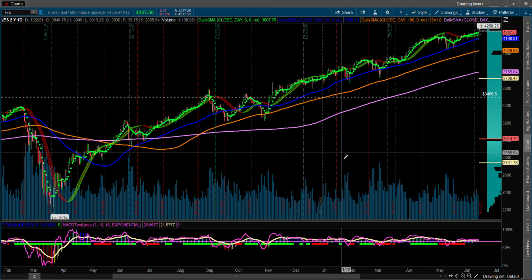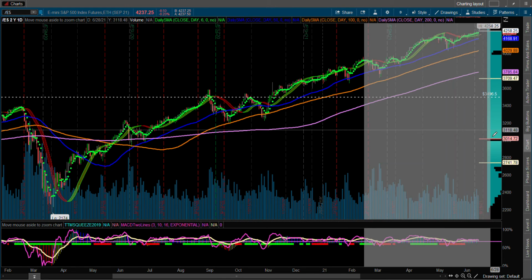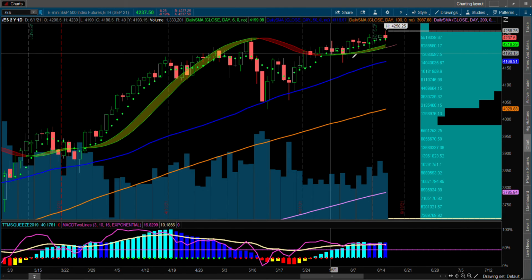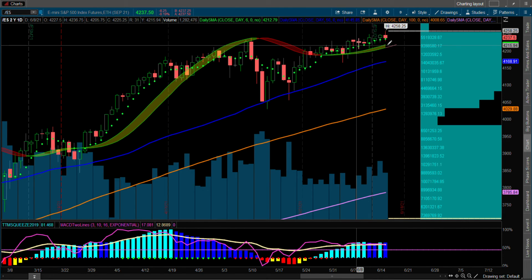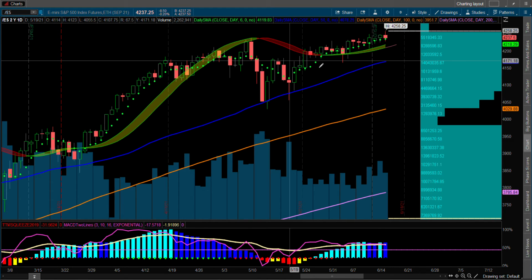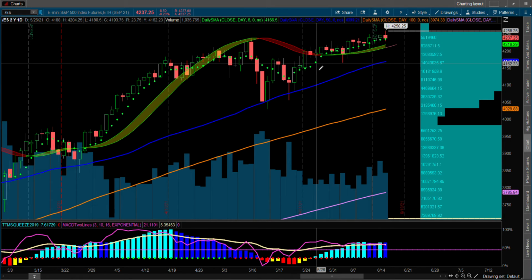But looking short term, we can see that we are riding the 6-day moving average as a very, very strong support. As you can see, we bounced here, we bounced here, we bounced here, and so on for the past couple of weeks. Now, we know that the Federal Reserve will be speaking tomorrow. Jerome Powell will be speaking about inflation, rates, and the economy overall.